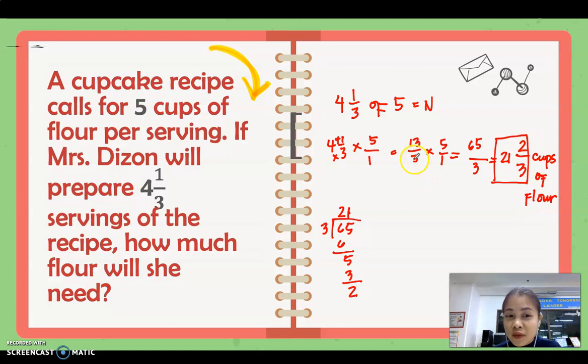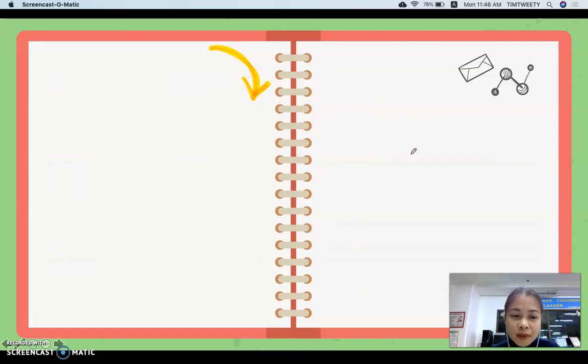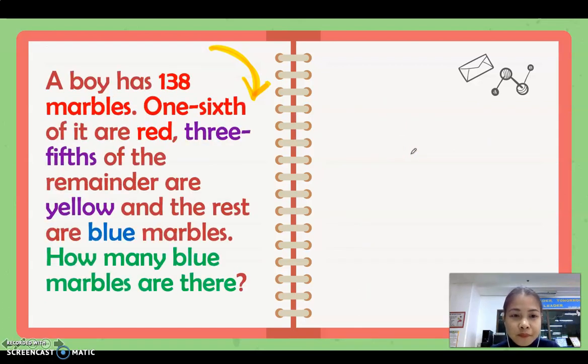She needs more than 5 since she will prepare 4 and 1/3 servings. Let's have one last example. A boy has 138 marbles. 1/6 of it are red. So let's answer it one by one. 3/5 of the remainder are yellow and the rest are blue marbles. How many blue marbles are there?